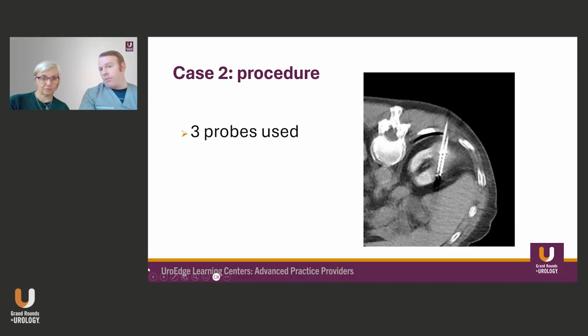Okay. So this is the same patient showing the intraprocedural images. On this particular image, we see 2 of the cryoablation probes here. In this case, we used another one, which we can't see on this particular image. This is a good example of showing the intercostal space here. And then there's a thin sliver of lung parenchyma here.